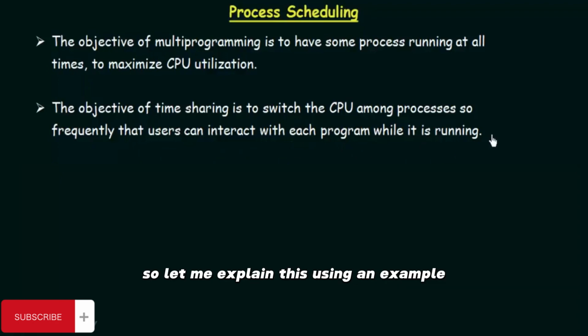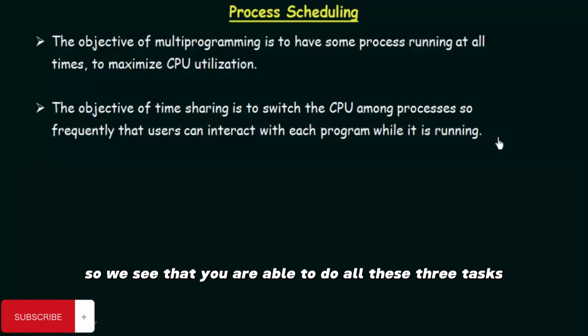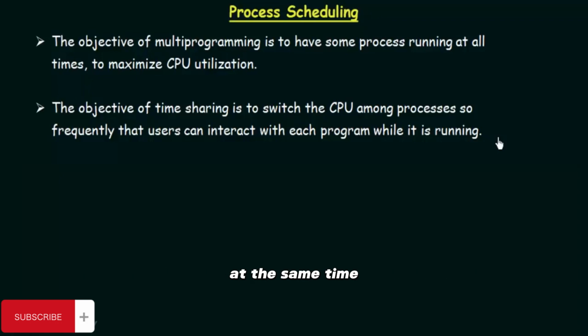Let me explain this using an example. Let's say that on your computer, you are typing a document using Microsoft Word, and at the same time, you are listening to music using a music player, let's say Windows Media Player, and at the same time, you are downloading some files using your Chrome browser. So we see that you are able to do all three tasks at the same time: typing the document, listening to music, and the file is being downloaded in your browser.